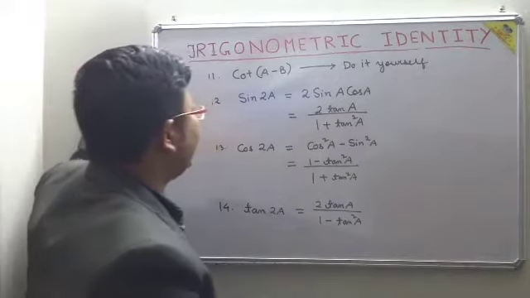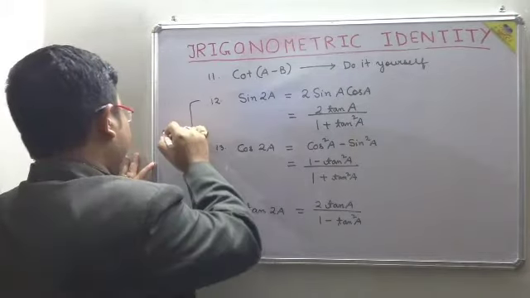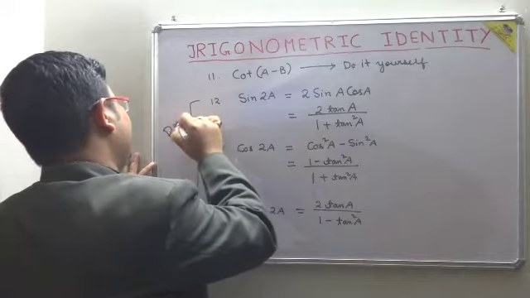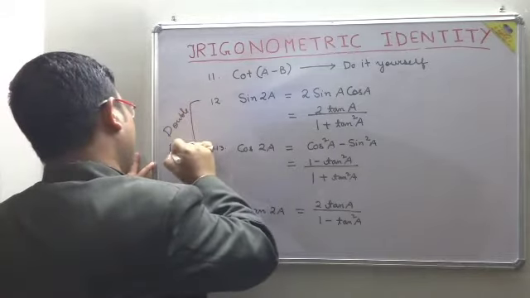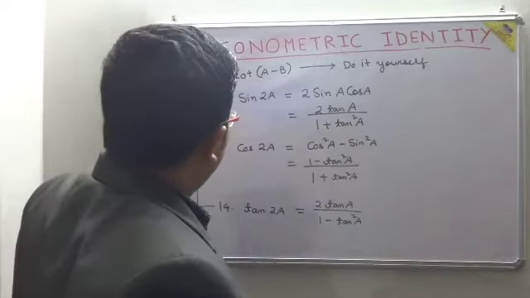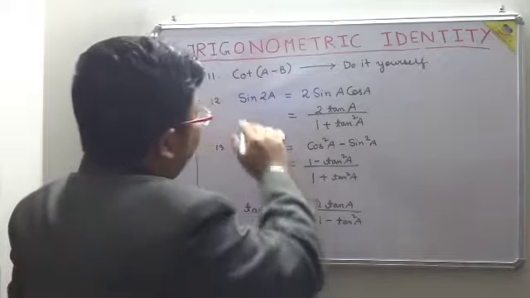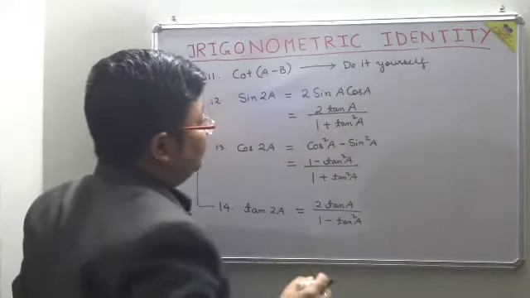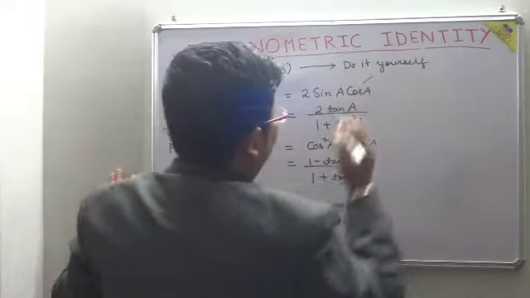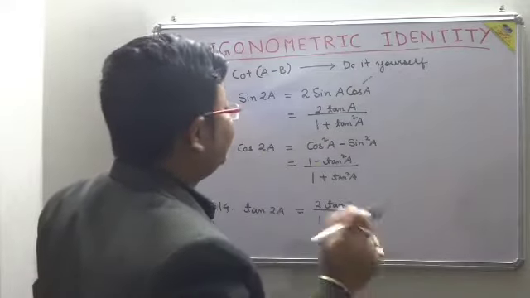Then 12th one, sine twice A. It is the double angle. These all will be double angle. Earlier we have studied the compound angle. Now it will be the double angle. Now I can make this as compound angle also. I'll tell you, sine twice A will be equal to 2 sine A cos A. Okay, this is one term. You can remember it also as 2 tan A divided by 1 plus tan square A.